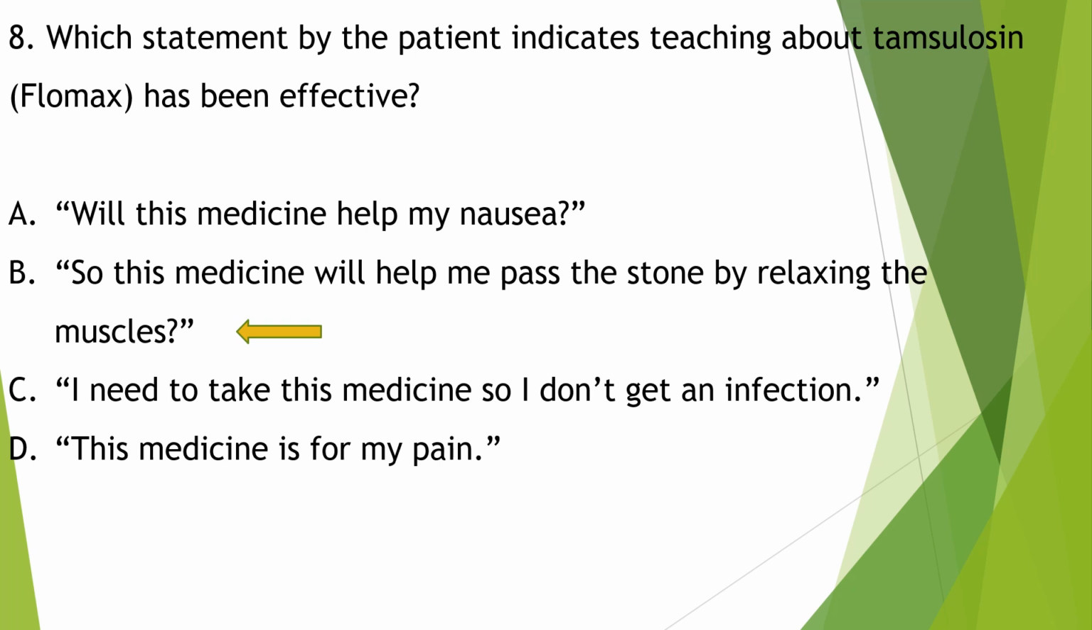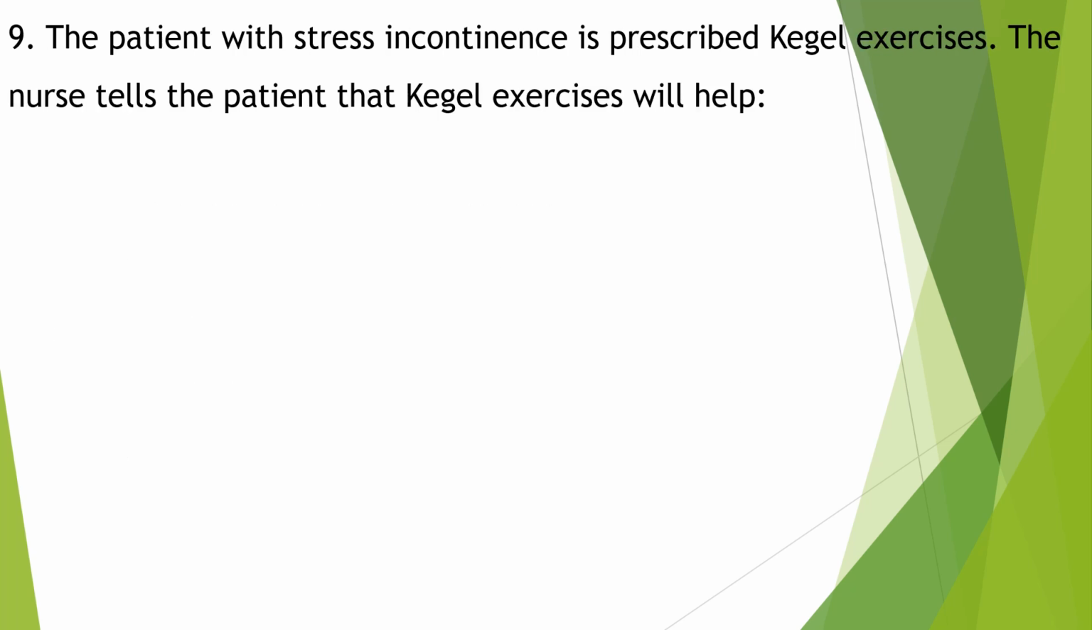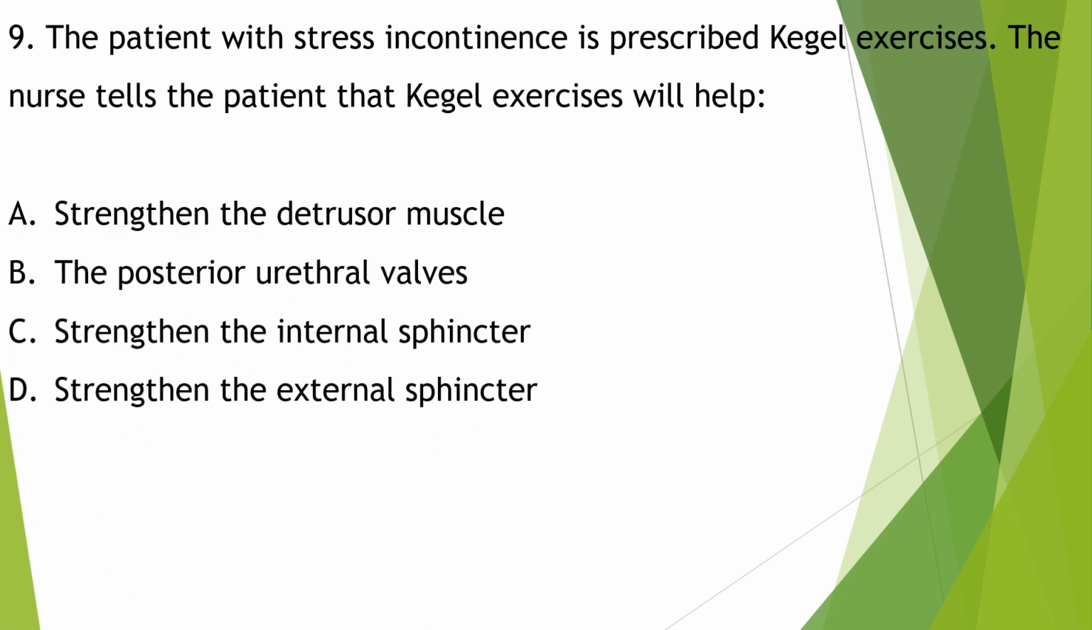The patient with stress incontinence is prescribed Kegel exercise. The nurse tells the patient that Kegel exercise will help strengthen the detrusor muscle, the posterior urethral wall, the internal sphincter, or the external sphincter. Kegel exercise specifically strengthens the external sphincter muscles.